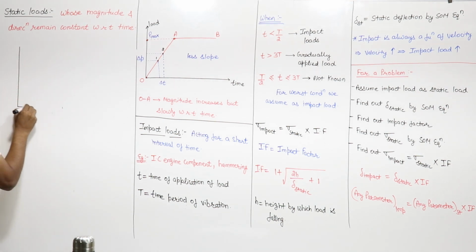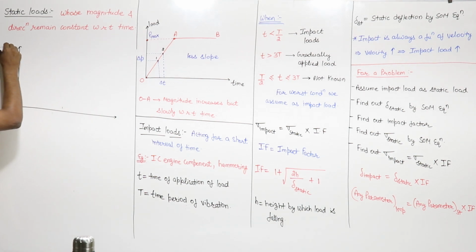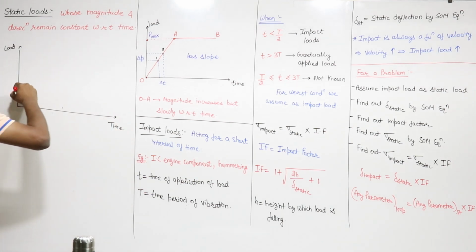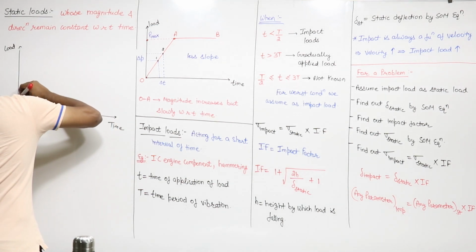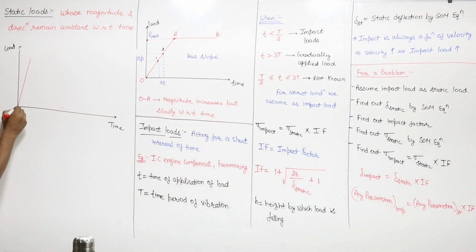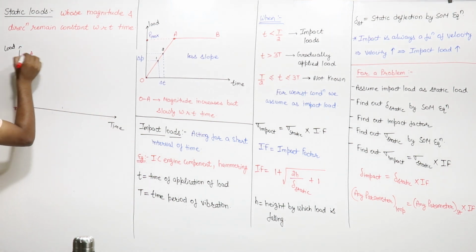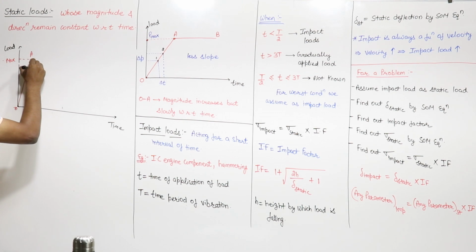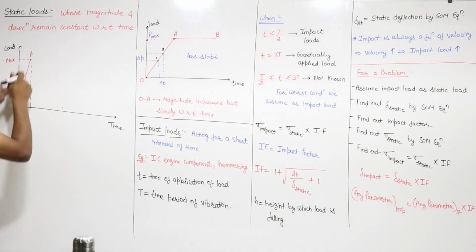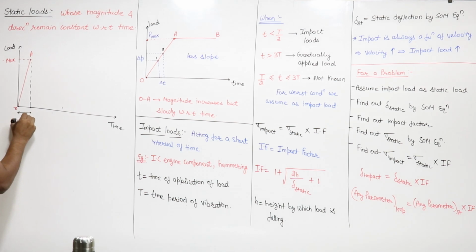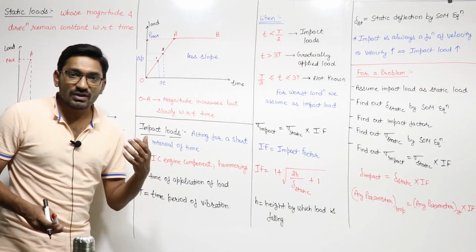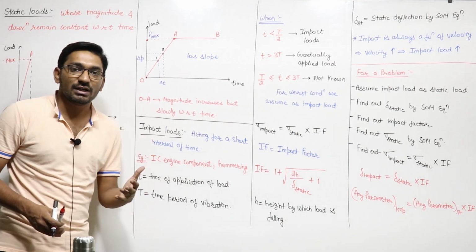Suppose this is the load versus time diagram. This is load and this is the time variation. Then the slope is almost vertical, like this, from 0 to A, that is the maximum load. In this, the time taken by the load to reach from 0 to maximum is very small. Only this time is taken by the load to reach from 0 to maximum. That type of load is known as impact load. Impact loads are those loads which act for a very short interval of time.